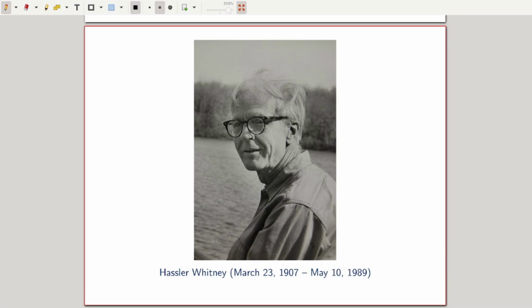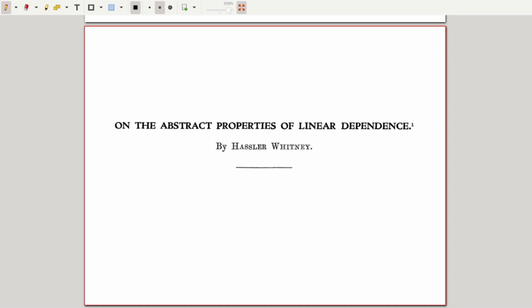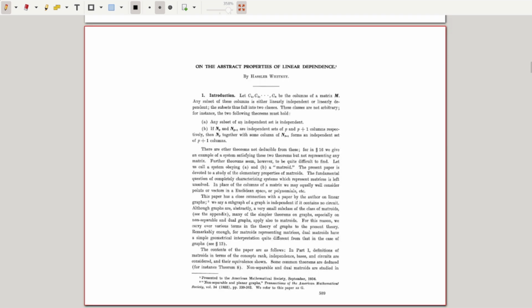The concept of matroids was first introduced by the American mathematician Hassler Whitney in his 1935 seminal paper on the abstract properties of linear dependence. We will now read part of the introduction.